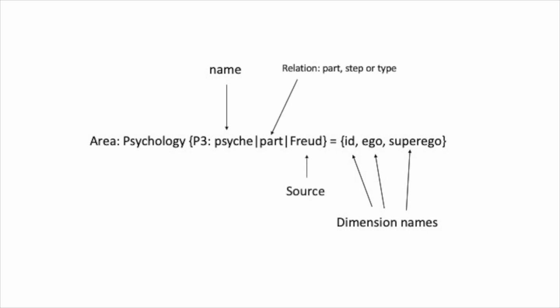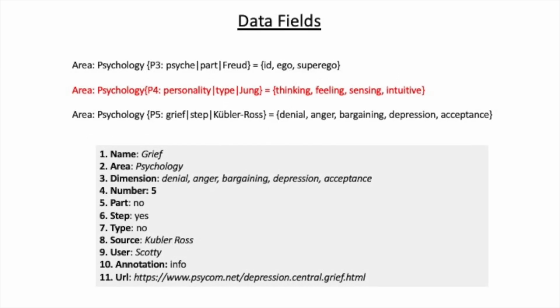As already mentioned, in the database, every polynym is either a part, step, or type. In this representation, you have the dimensions, the name, the relation, the source, the area, and the dimension number. In the next example, we see the relation function, type, where thinking, feeling, sensing, and intuitive are the 4 basic types of personality. For many people, this is a strategic way to understand personality differences. In the next example, we have the relation function, step, and 5 dimensions: denial, anger, bargaining, depression, and acceptance. 5 different stages of grief.